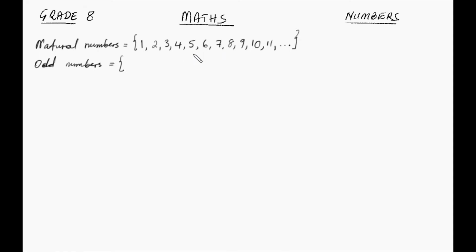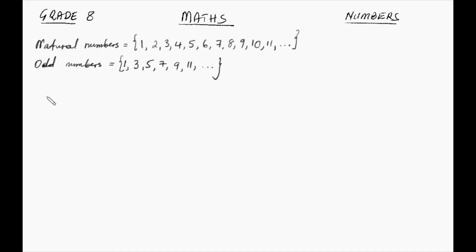So odd numbers would be what? When you talk of odd numbers, we are talking of numbers which are not divisible by 2. So we can take 1, 3, 5, 7, 9, 11, and many others. These are odd numbers. When you divide them by 2, they will always leave a remainder of 1.